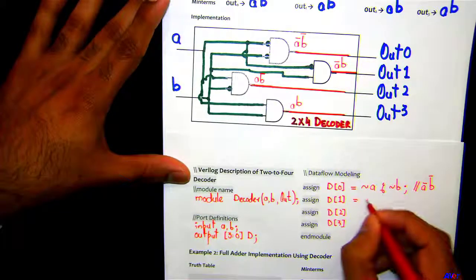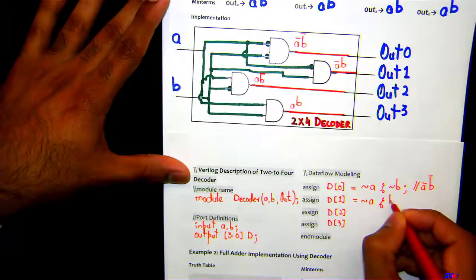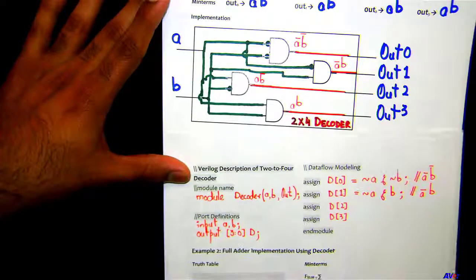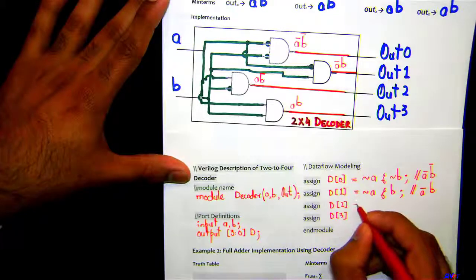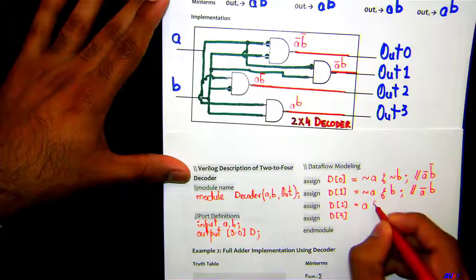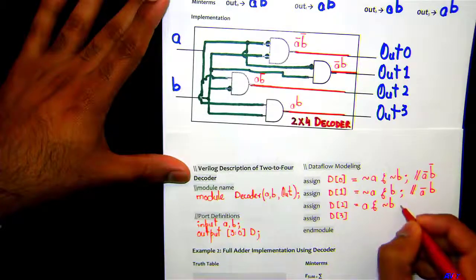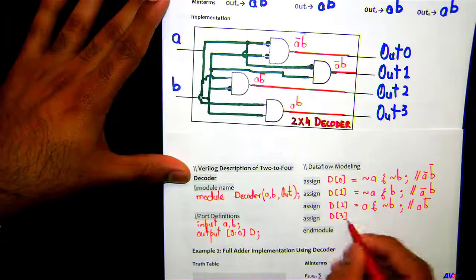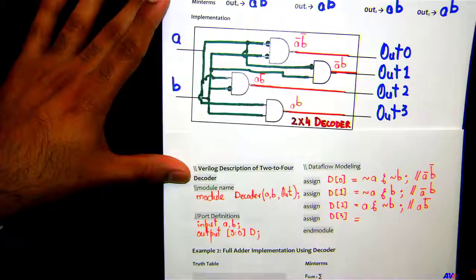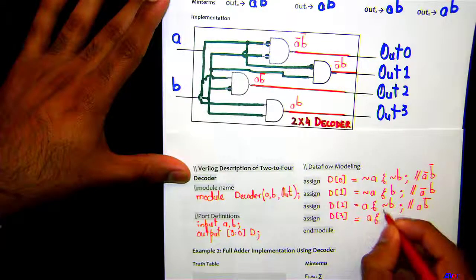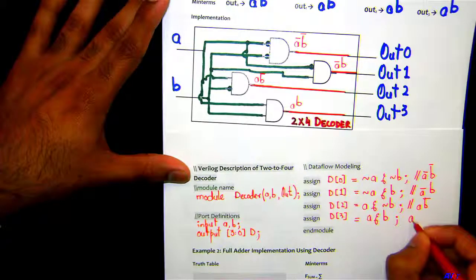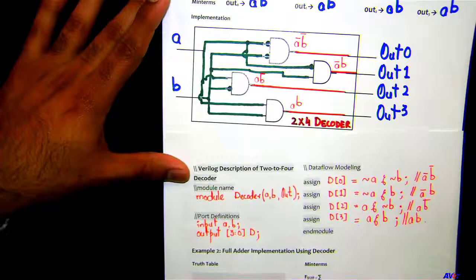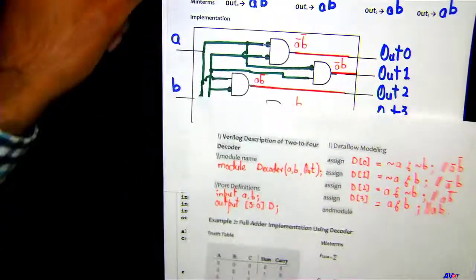D1 was A bar B, A bar ANDed with B. Right? D2 is A B bar, A ANDed with B bar, so this is A B bar. And D3 equals AB, so A ANDed with B. Okay, so this is AB. Okay, and we say end module. Okay, so this is how the code is going to be for the decoder.